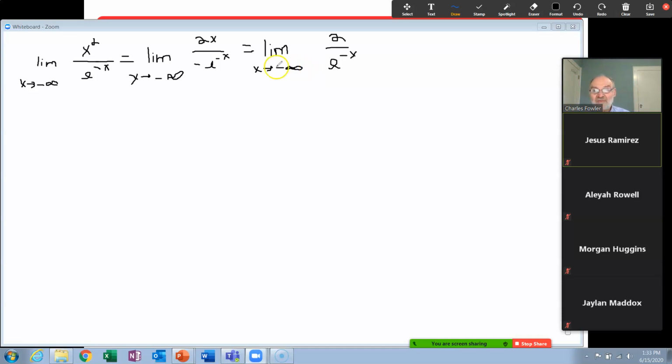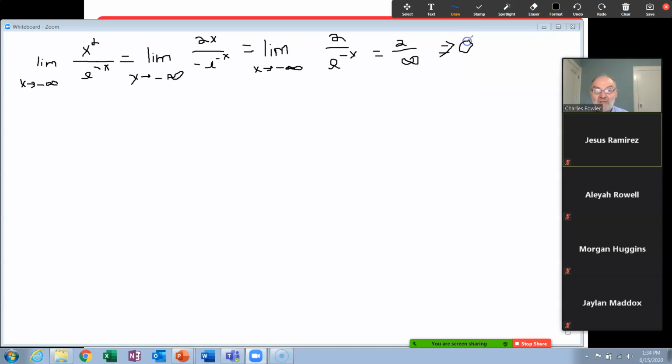Now, let's take the limit as x goes to negative infinity. That's going to be 2 in the numerator. I can do that one. Okay, that's going to be 2. And in the denominator, again, when x is going to negative infinity, e to the minus x is going to positive infinity, which sure enough is going to zero.